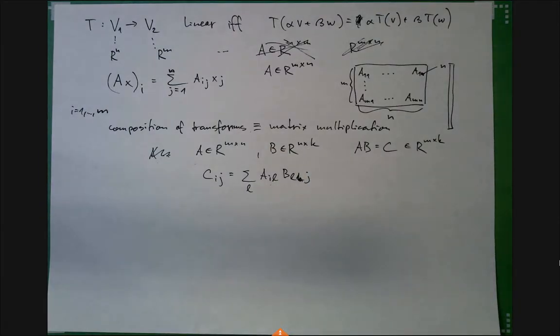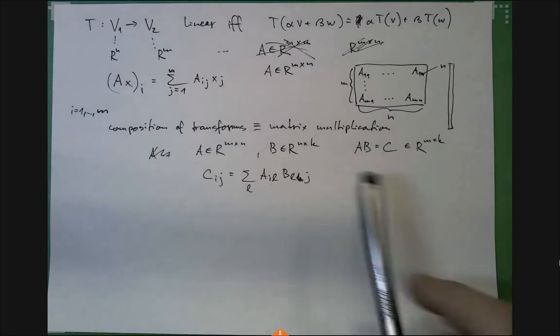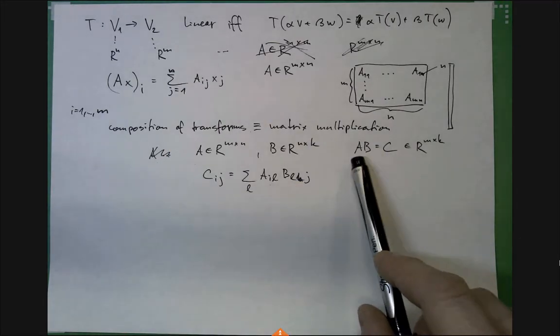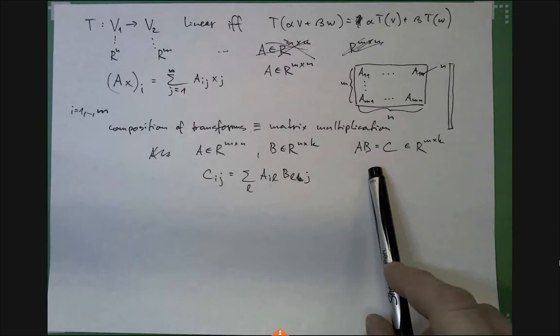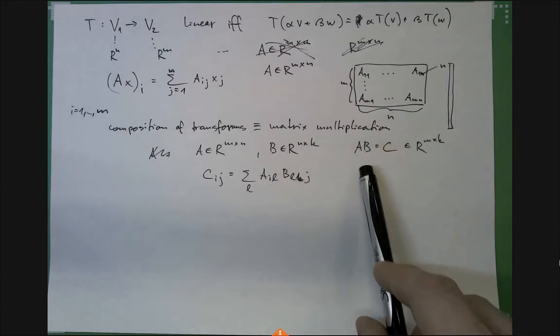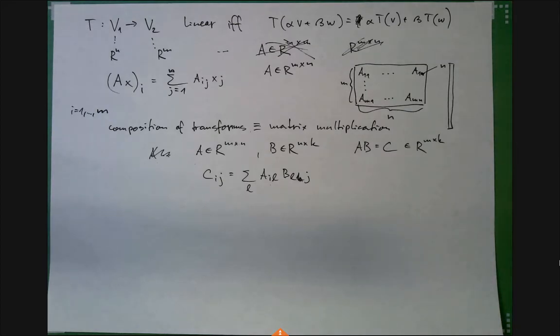Okay? So this was matrix multiplication in a nutshell. The key is that if the matrices are A and B, and matrices always represent linear transformations, so if you imagine the matrices are representing some linear transformations, then the matrix multiplication represents the composition of these transformations. Okay?